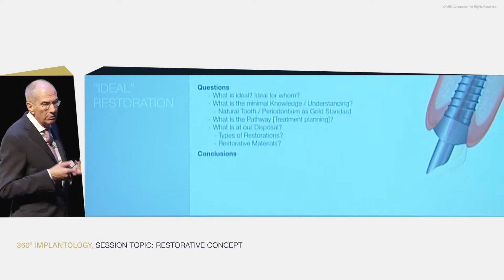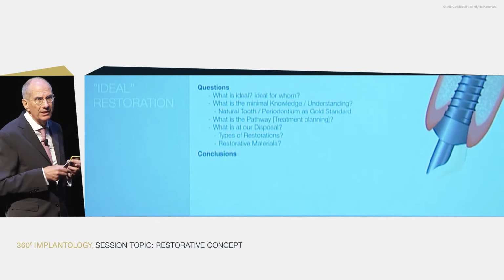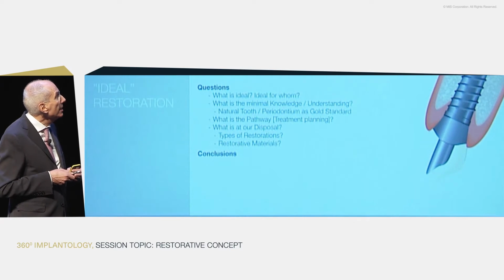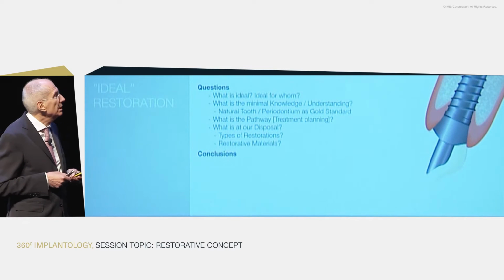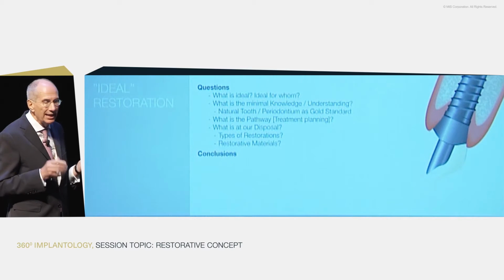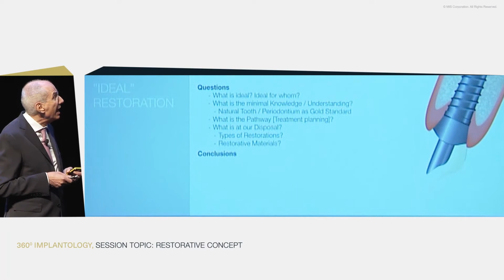Now the question is, what is ideal? Ideal for whom? There are a lot of questions. We can't answer all of them. What is the minimal knowledge to have this ideal restoration? And what is the pathway, or the treatment planning way, to do this restoration? Some of these aspects should be discussed now.